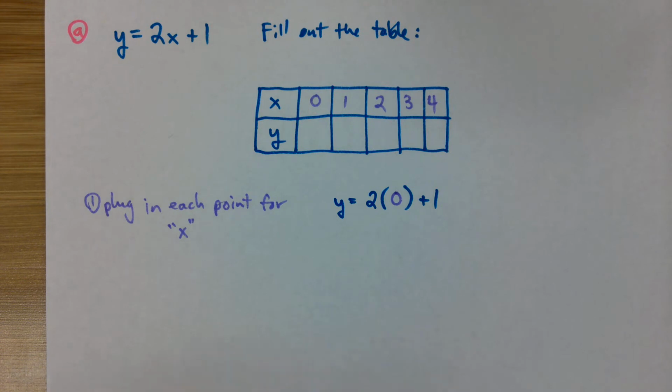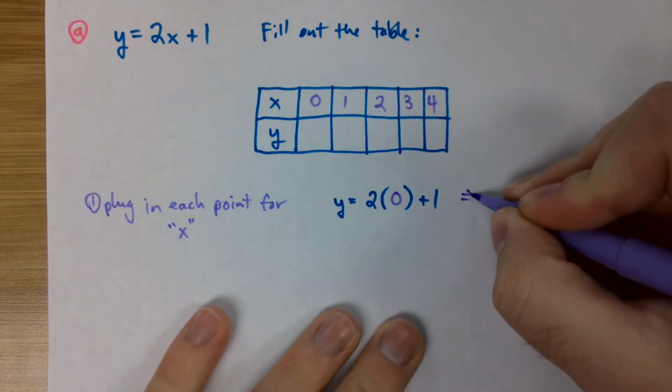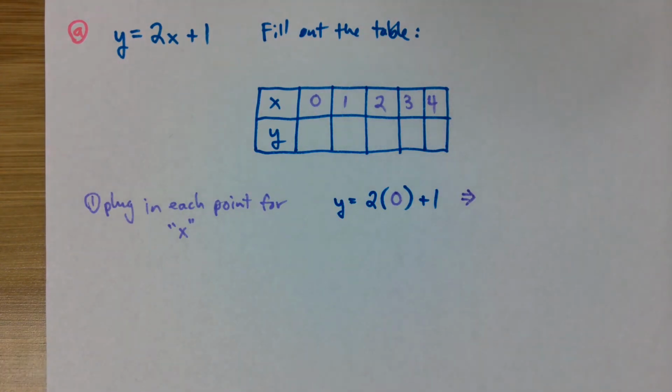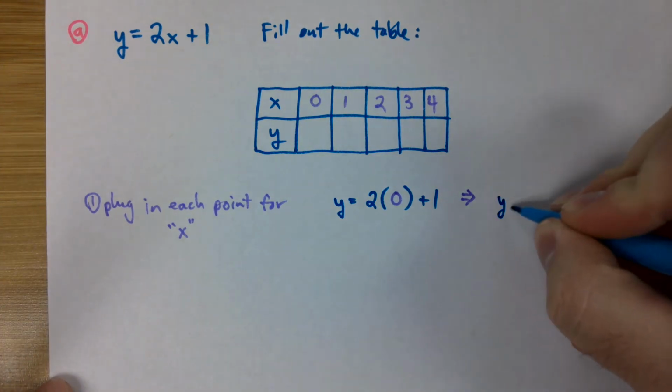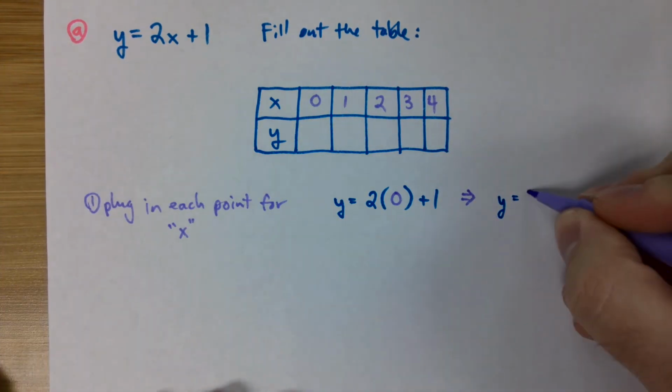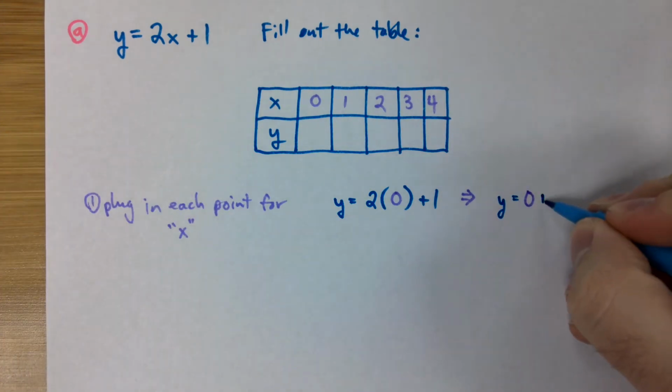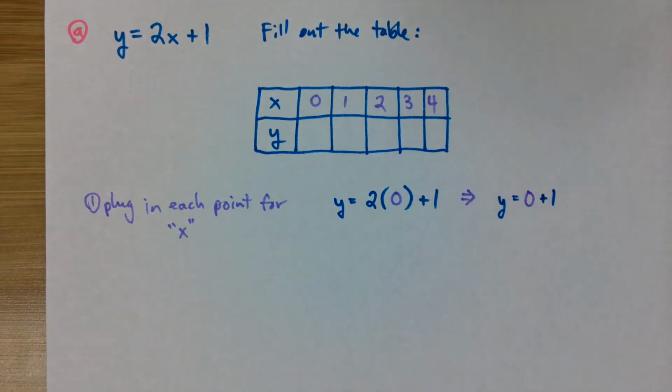Now we're going to go ahead and solve. 2 times 0 gives us what? 0, plus 1, right?